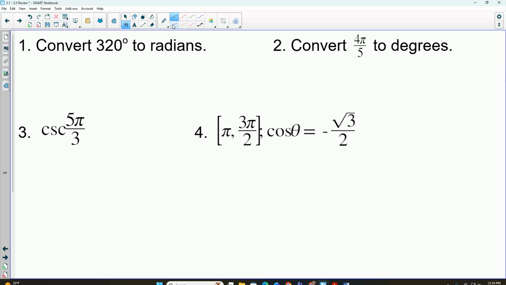If I asked you to convert 320 degrees to radians, how do we convert to radians? Good. We know pi radians, 180 degrees are the same. We multiply by pi over 180 so that the degrees cancel. Leave your answer in terms of pi. What does that give us?